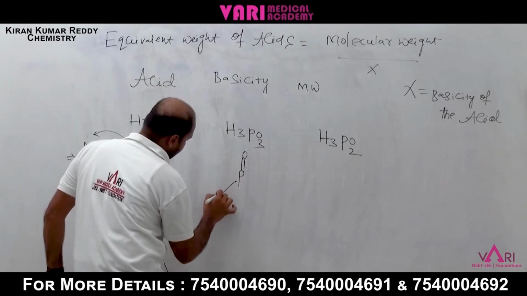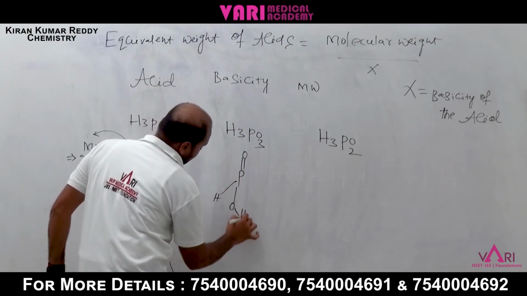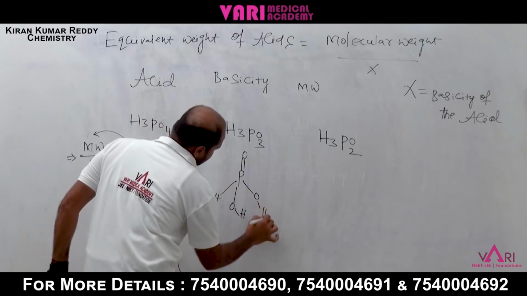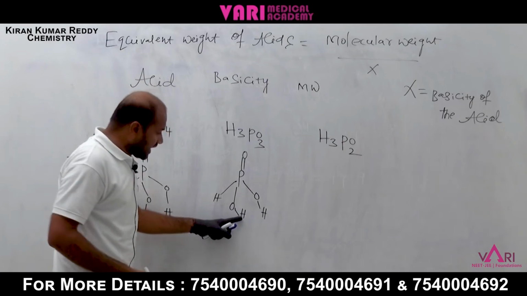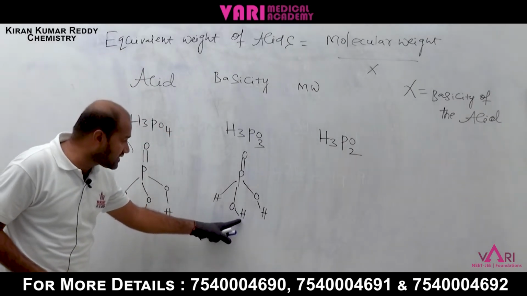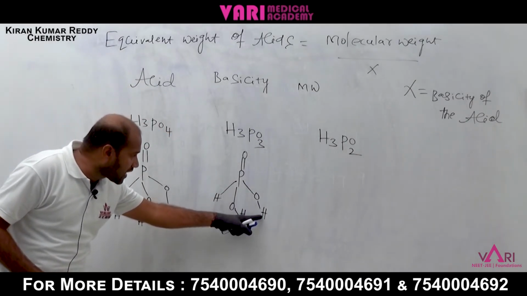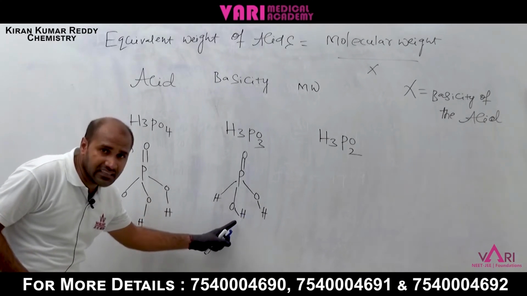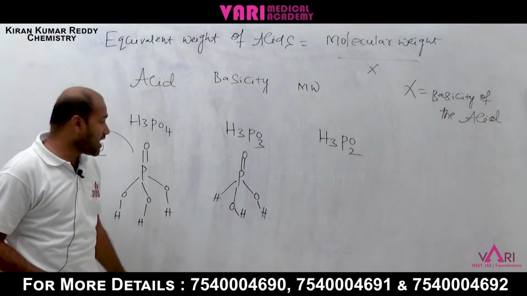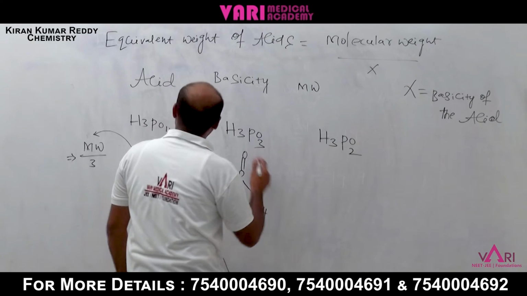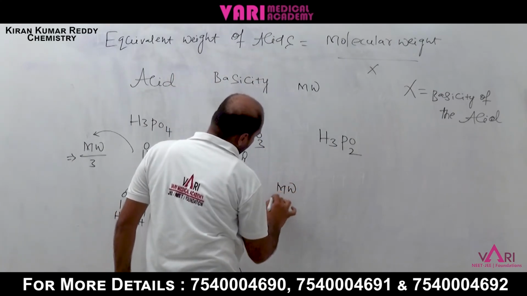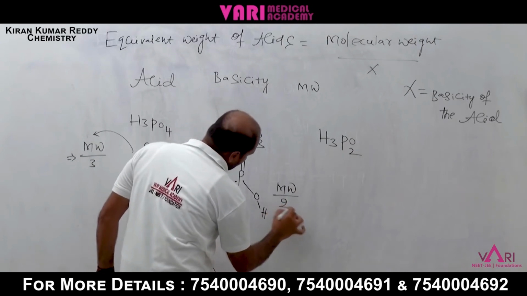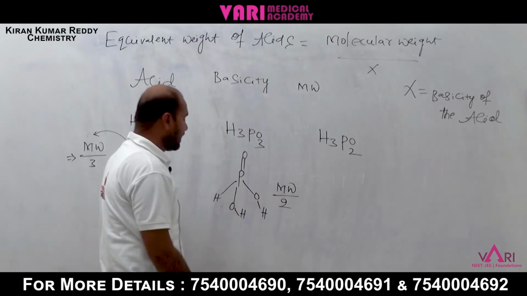H3PO3, one hydrogen, OH, here also OH. Now how many hydrogens are joining to the oxygen? 2. Here is one hydrogen joining to oxygen, and in here one hydrogen is joining to the oxygen. Now here the equivalent weight of the acid is equal to molecular weight by 2. This one is molecular weight by 2.